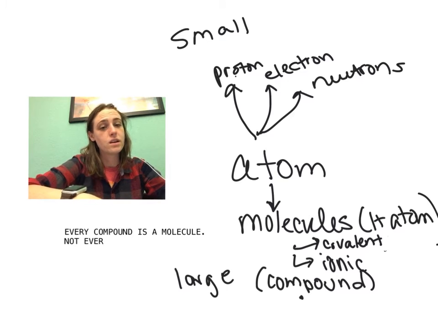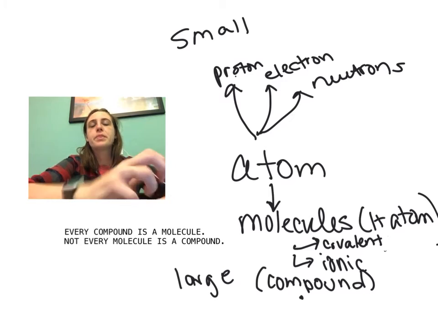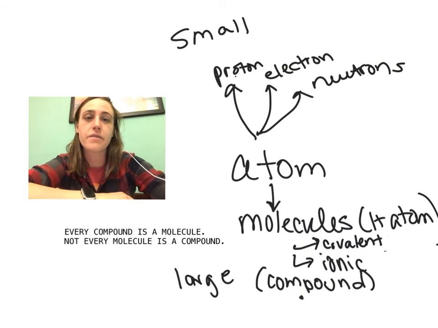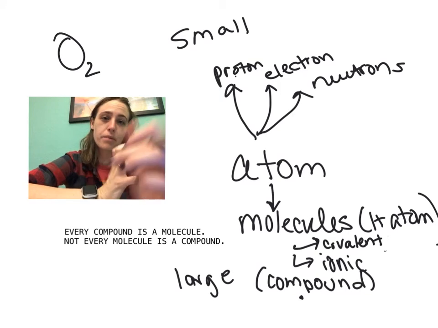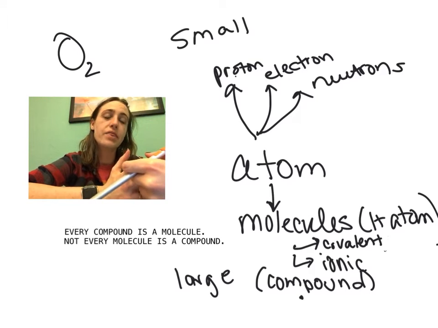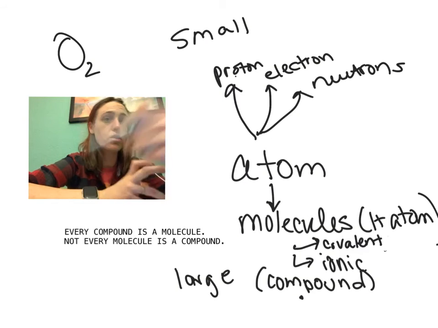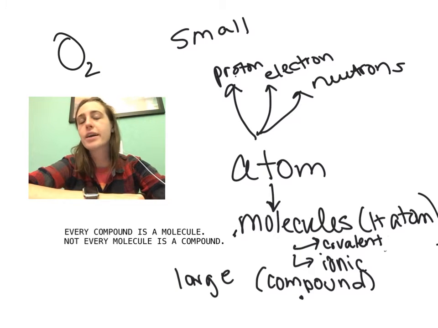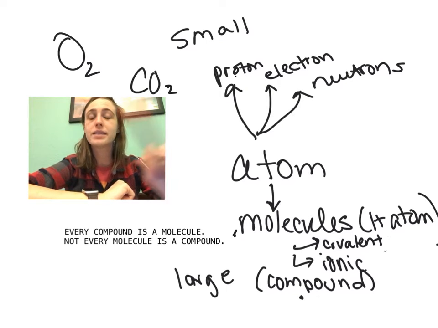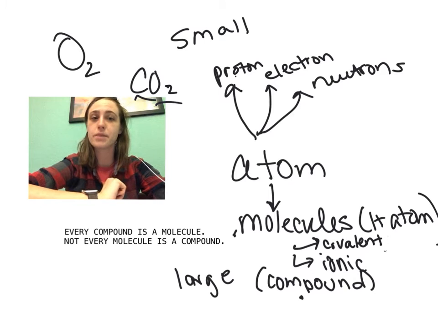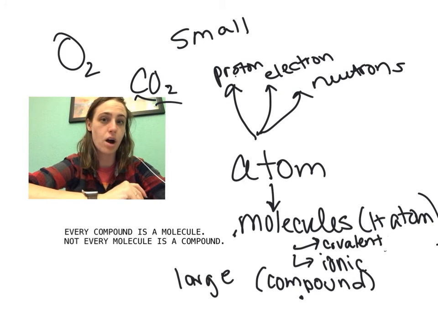Not every molecule is a compound. So for example, if I have something like this, if I have O2, that means I have 2 oxygen atoms that are bonded together. And that is a molecule. So we're here, but we're not a compound. A compound would be CO2, because now we have carbon atoms and we have oxygen atoms that are being bonded together to make that compound.